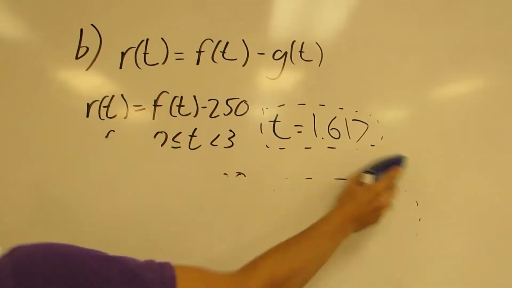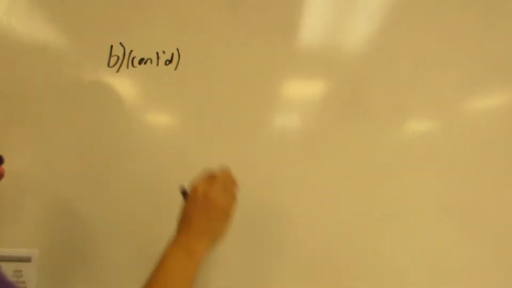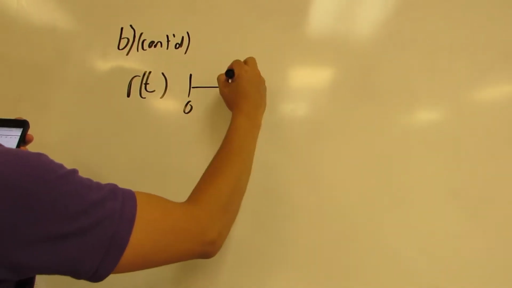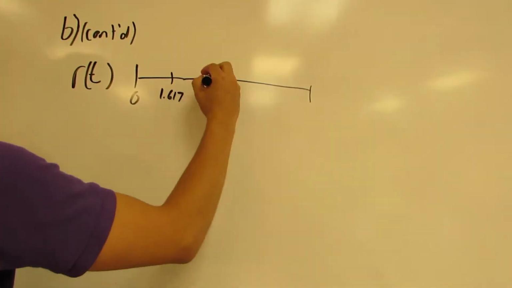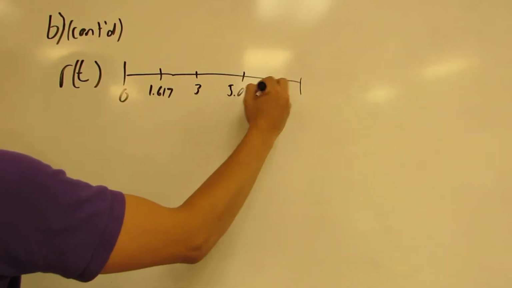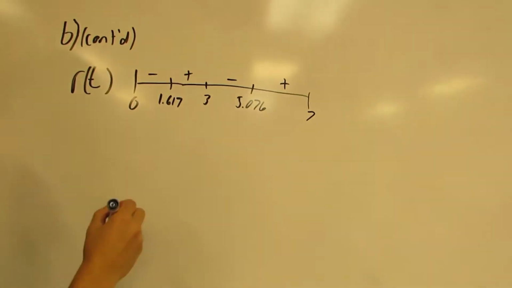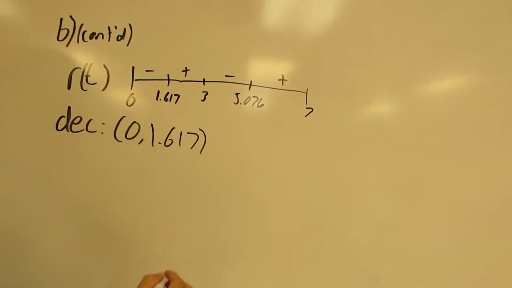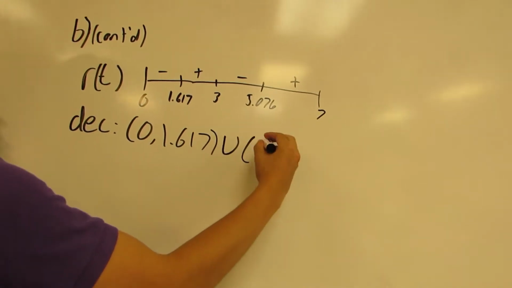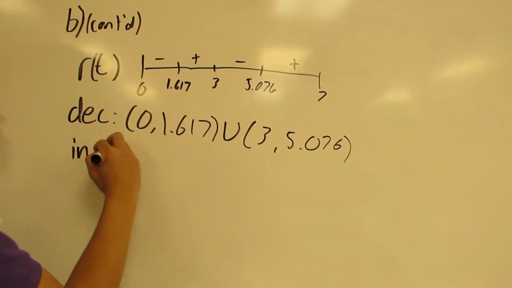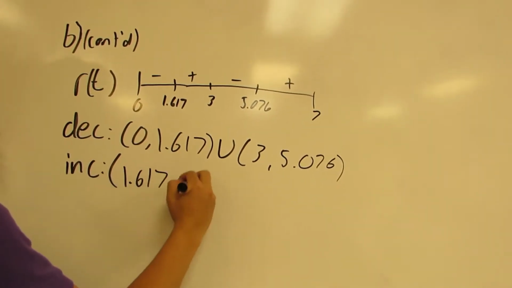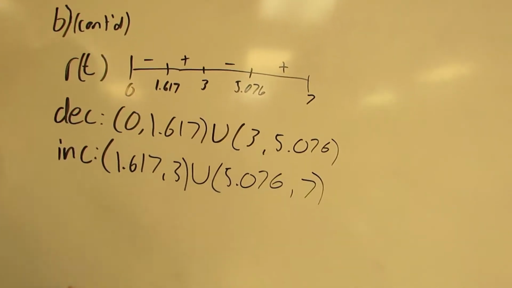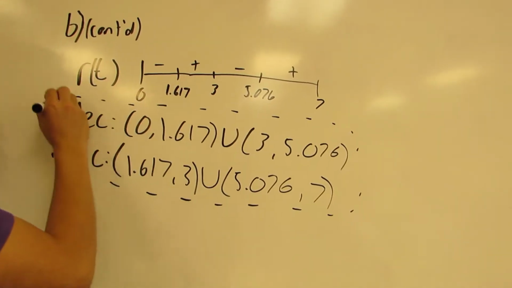Now that we have our critical points, we can create a sign chart. So we use our endpoints of 0 and 7 as well as the critical points that we just found, and then we can determine where the function is increasing and decreasing. So we get the function is decreasing between 0 and 1.617 as well as 3 and 5.076, and increasing at 1.617 to 3 and 5.076 to 7.